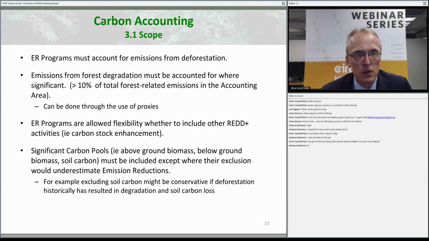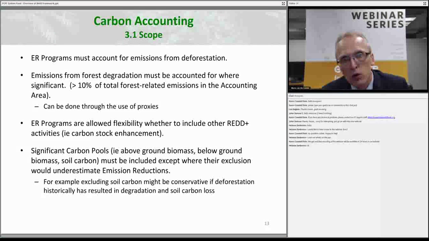And one of the reasons why you might want to do that is that sometimes it's very costly or complicated to get proper information about some of these pools like soil carbon. So there's a trade-off there. What's the benefit of including this pool against the cost of actually having to come up with estimates for that pool? And that's a trade-off that you will need to make when you're designing your system and when you're designing your program and your monitoring system.